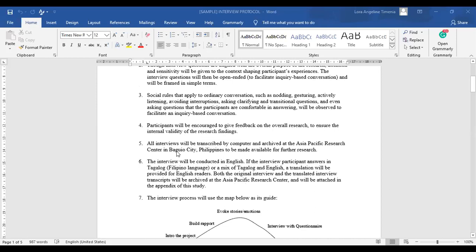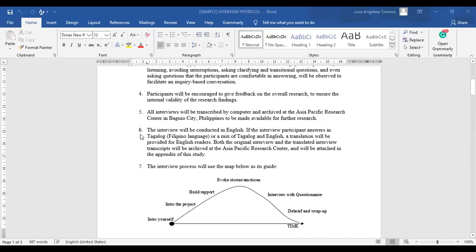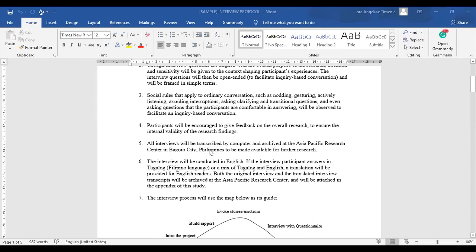And then also in my interview protocol, I told them that the interviews will be transcribed and archived at the Asia Pacific Research Center here, APRC. So they have to be aware that their interview transcript will be filed here. So if anyone wants to see their interview, it's there in the APRC. And then I also wrote in number 6, the interview is in English, but if the participant speaks in Tagalog, the Filipino language, I will be translating in the transcript. And again, the translation will be archived at APRC and then attached to the appendix of the study. So the respondent is aware of this.